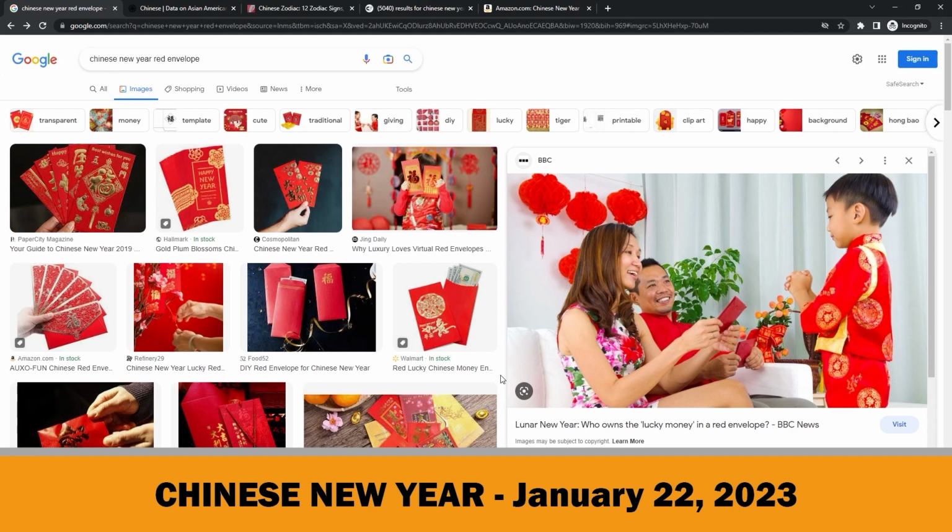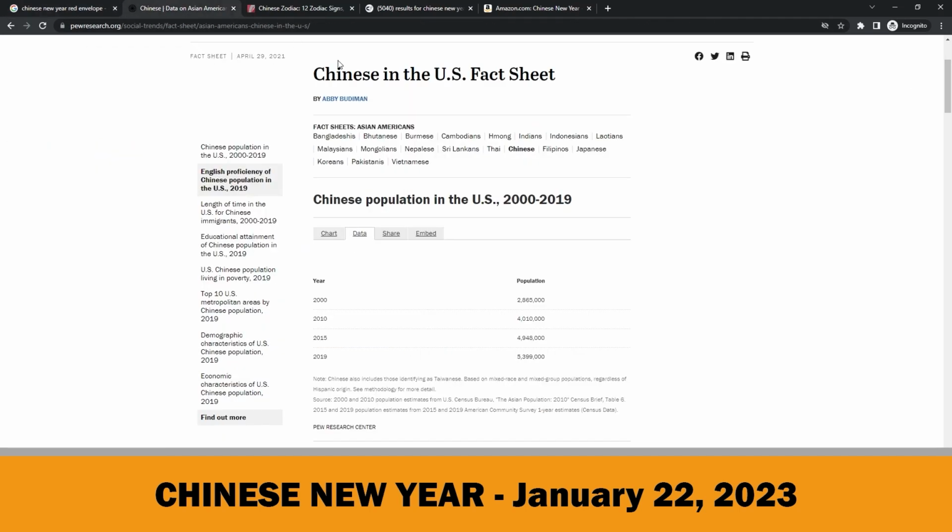In addition to red envelopes, small gifts are also exchanged between friends and families. And the Chinese population in the USA is more than 5 million. So if you can create interesting products for them, you can make extra money around these dates.